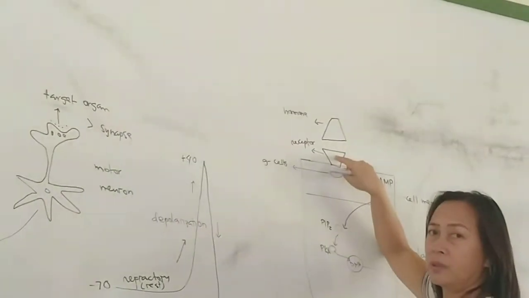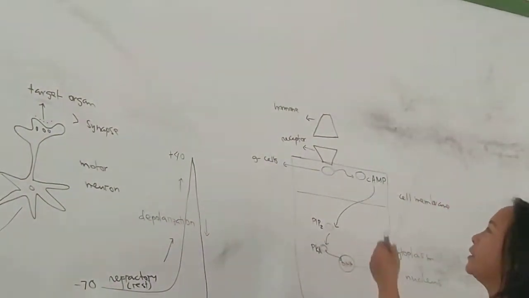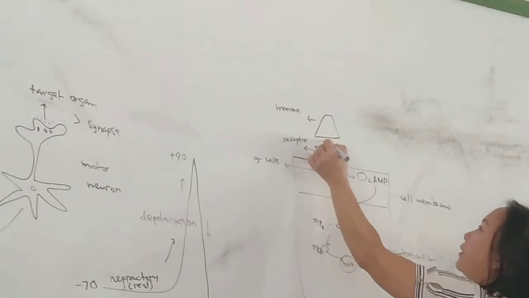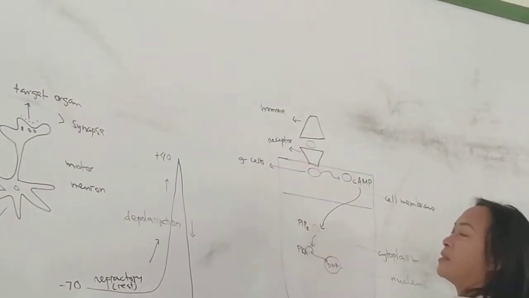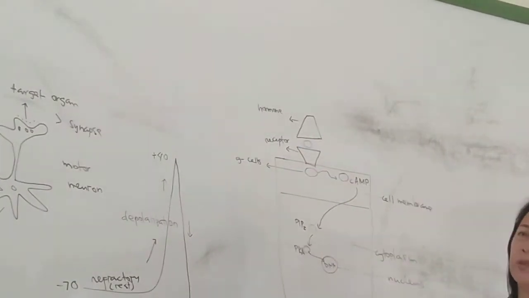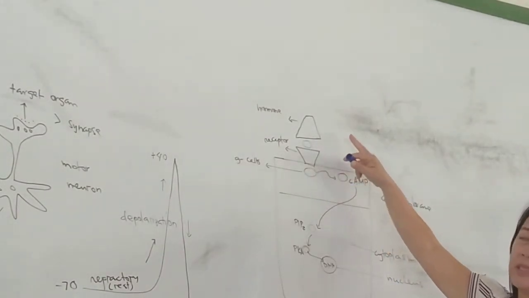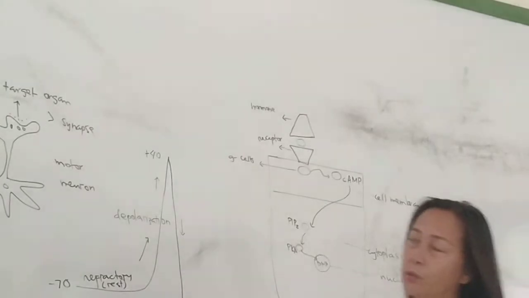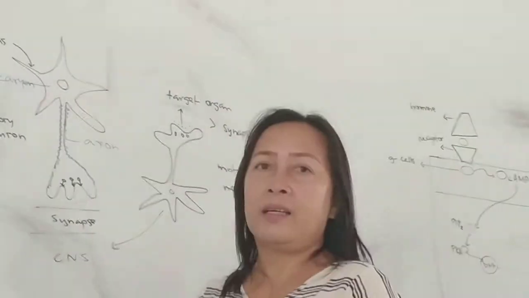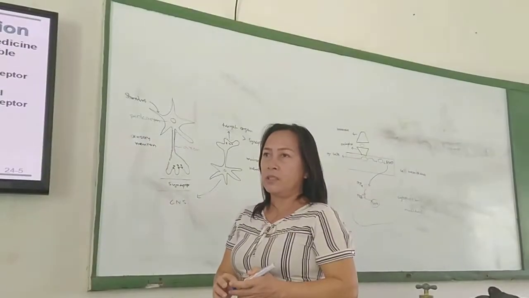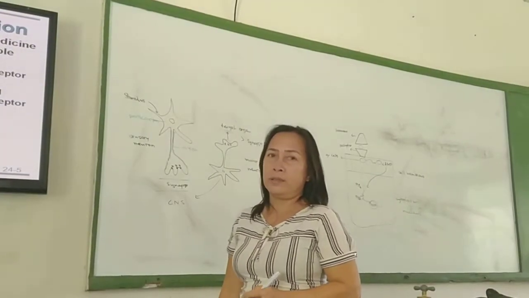Say for example there is an antagonist here, another molecule that prevents the binding of this hormone, or maybe the substrate, and that of its receptor. We call that an antagonist.